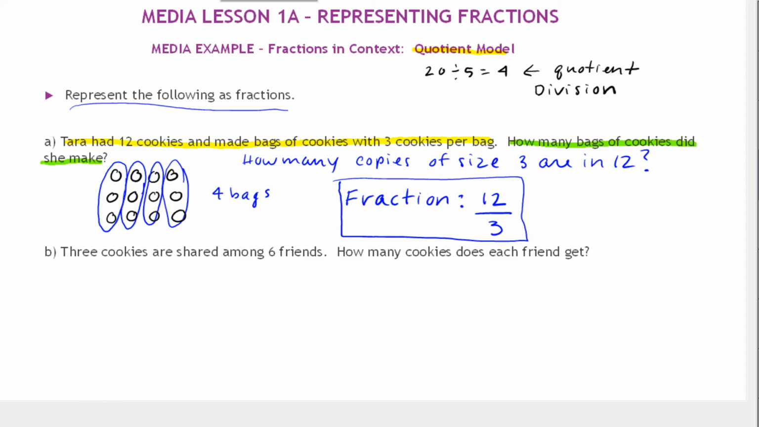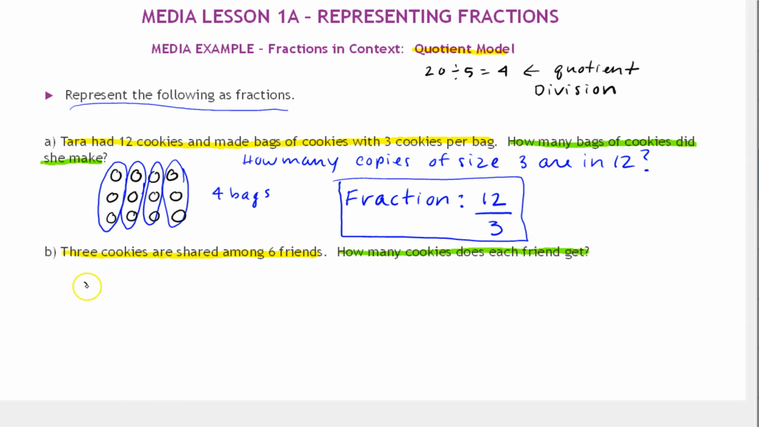Get the highlighter ready. 3 cookies are shared among 6 friends. So that's the given information. And our goal is how many cookies does each friend get? And we want to represent this as a fraction. So you may think, oh, this is division just like the last one. And it is division, but it's going to be a little bit different than what we had here. So let's draw a picture.